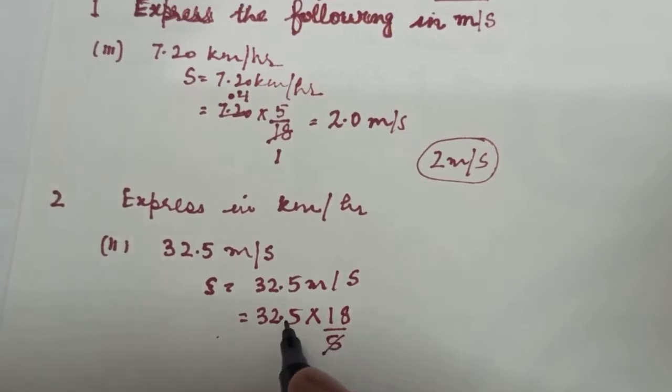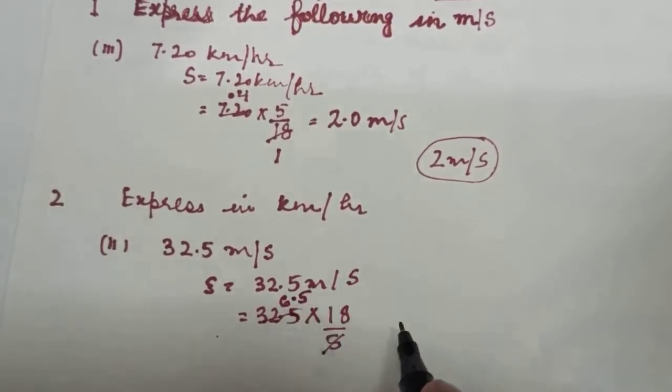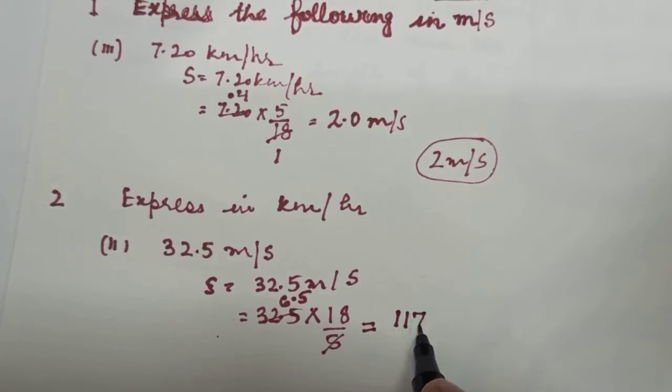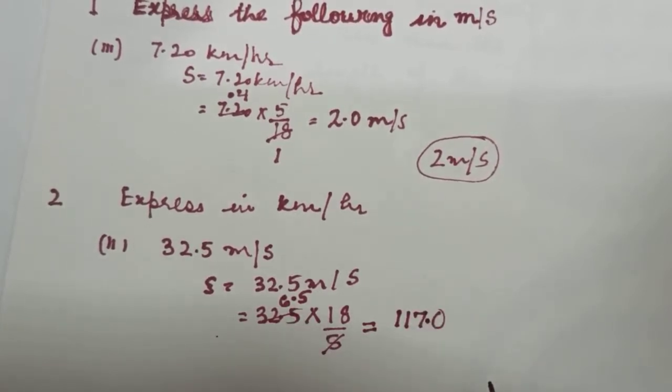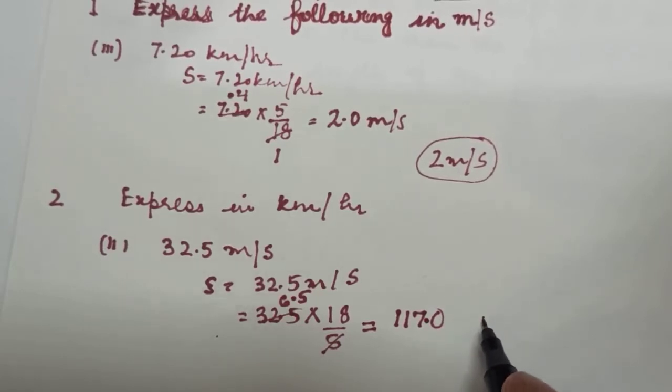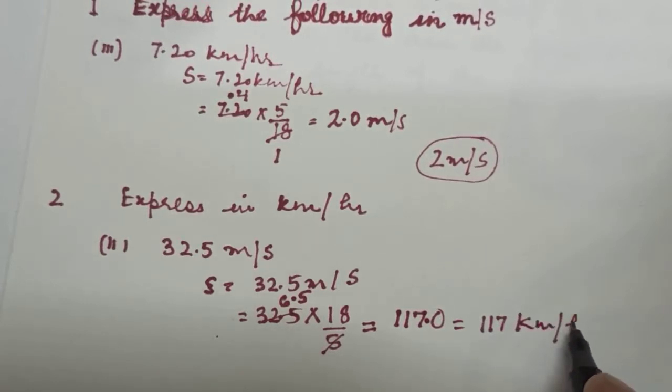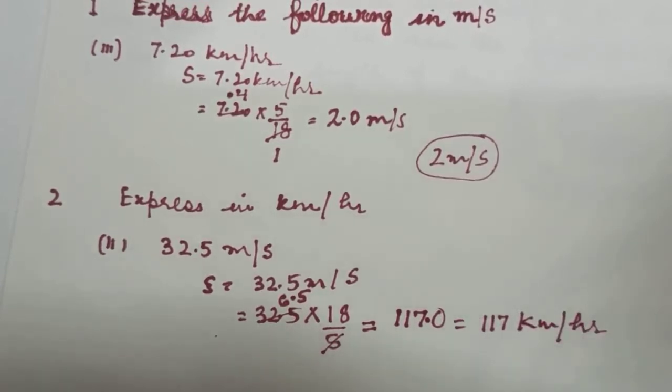Okay, now you can cancel it. 5 sixes are 30, 5 fives are 25, 6.5 into 18 is equal to 1170, one decimal, so the decimal will be placed here. So the answer is 117 kilometer per hour. Alright, I hope you have understood this.